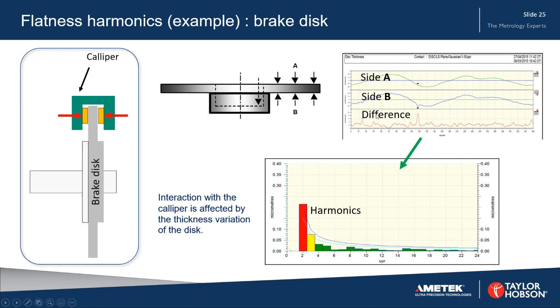And what we're doing here with the thickness software is looking at the difference between these. This difference is indicating how the caliper interacts with the brake disc. But rather than just looking at the profile, we can take it a step further and analyze it with harmonic analysis and see what frequencies and what problems are being caused by the thickness variation of the brake disc.